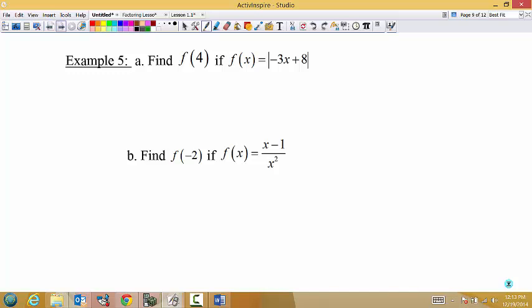Continuing doing the same thing. F of 4. These bars are absolute value. We're just filling it in. F of 4 is the absolute value of negative 3 times 4 plus 8. That's the absolute value of negative 12 plus 8. Do the inside first. That's the absolute value of negative 4, which is 4.